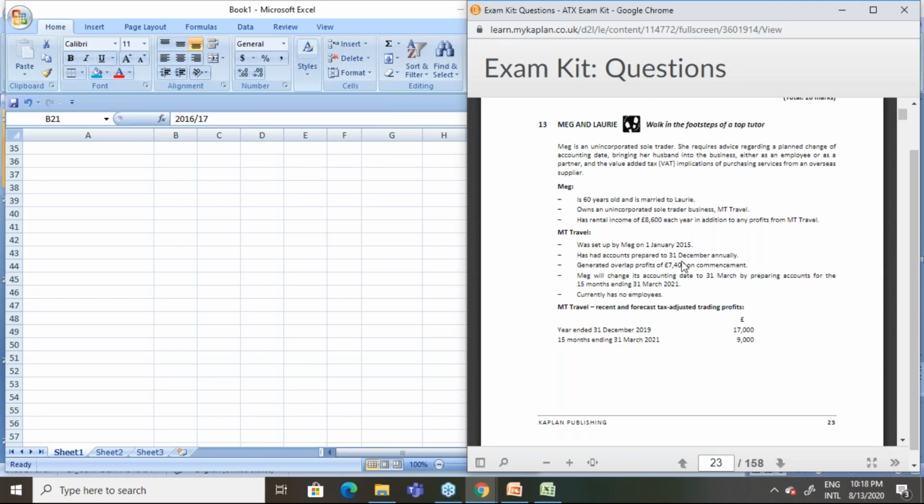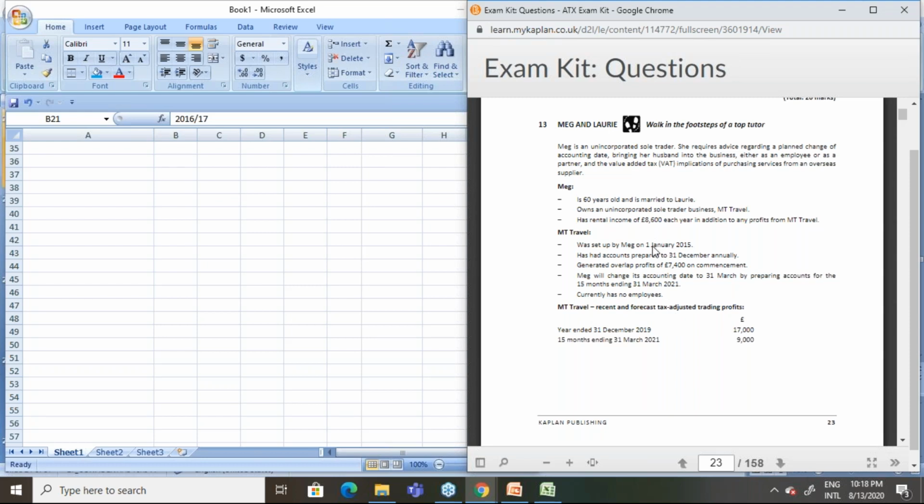It had accounts prepared to 31st December annually, generated overlap profits of 7,400 on commencement. MEC will change its accounting date to 31st March by preparing accounts for the 15 months ending 31st March 2021. Currently has no employees. Empty travel, reason and forecast tax-adjusted trading profits.